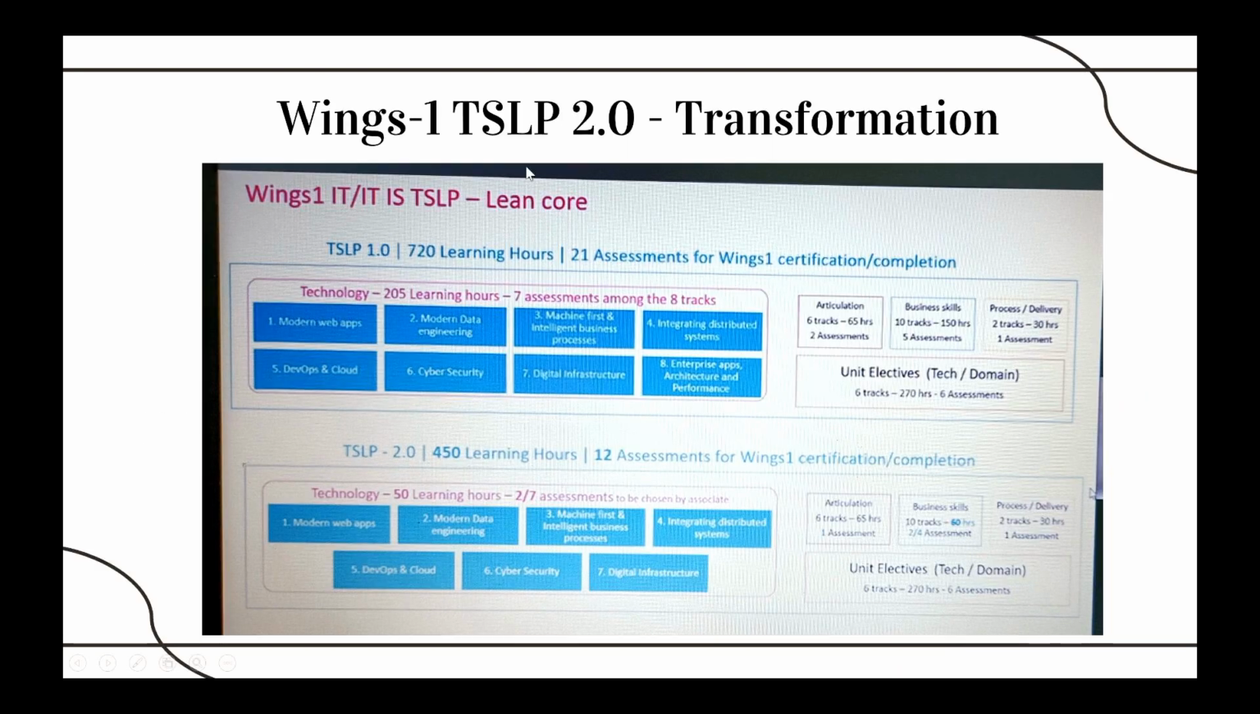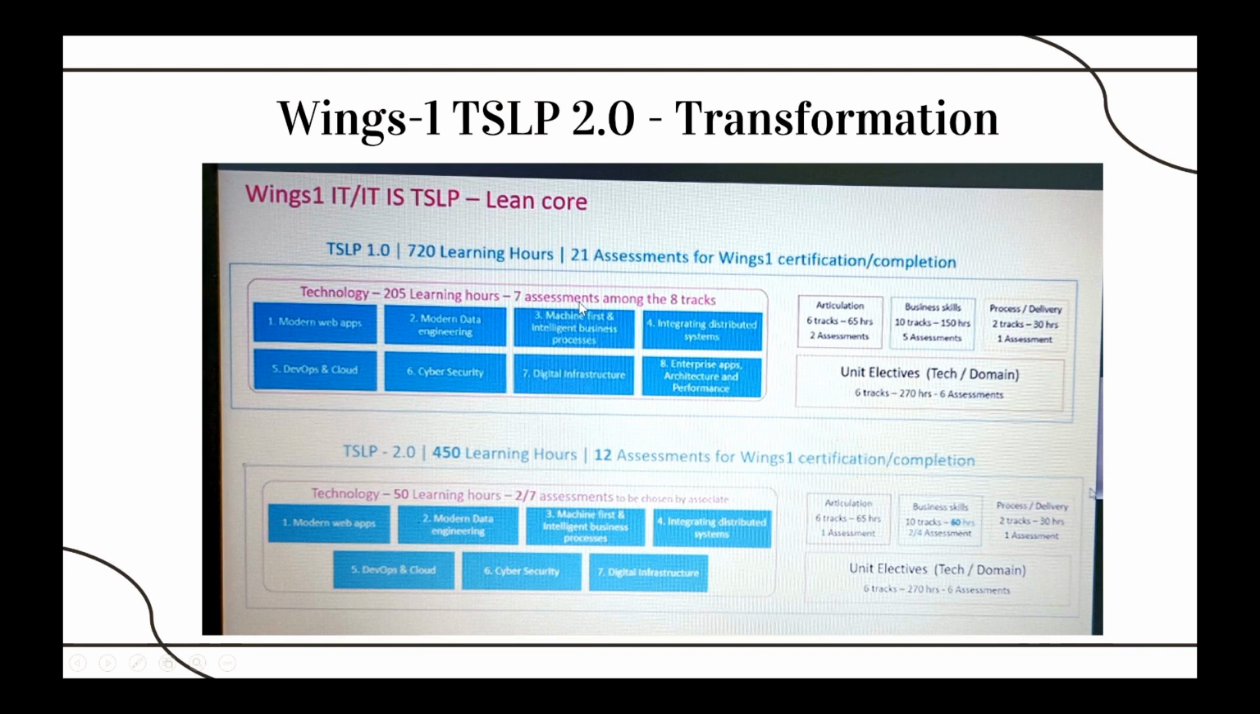and these are all the in detail things that trace how earlier TSLP 1.0 was there, how it got converted to TSLP 2.0. Earlier 720 learning hours were there, and now they reduced it to 450 learning hours. So these are the data that they have mentioned, and the different technologies they are covering.